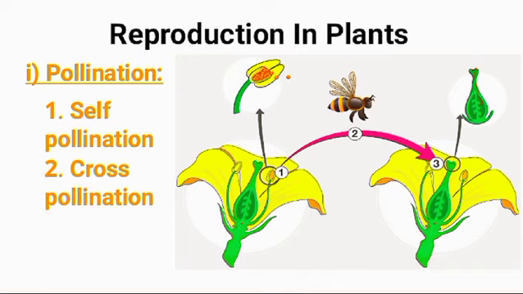Pollination. The transfer of pollen grains from the anther to the stigma of a flower is called pollination. Pollen grains are transferred by wind, water, or insects. If pollen grains land on the stigma of the same flower, it is called self-pollination. If pollen grains of one flower land on the stigma of another flower, it is called cross-pollination.